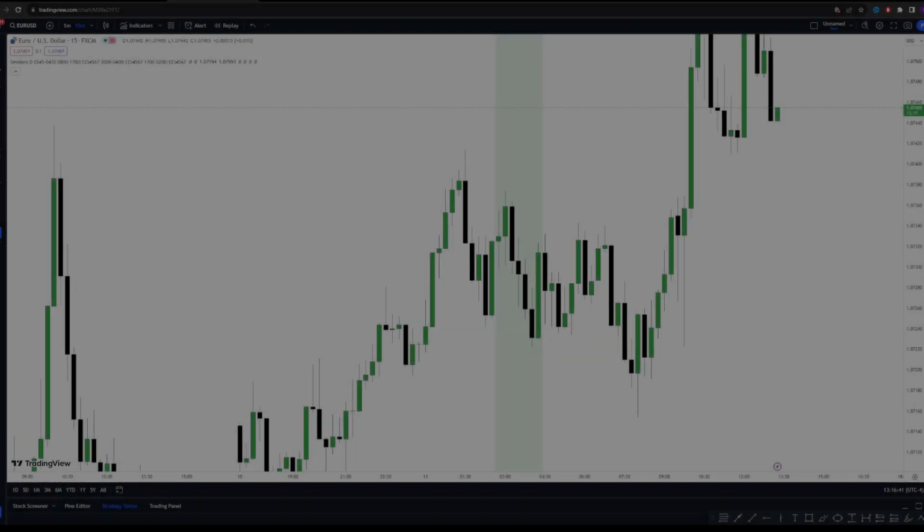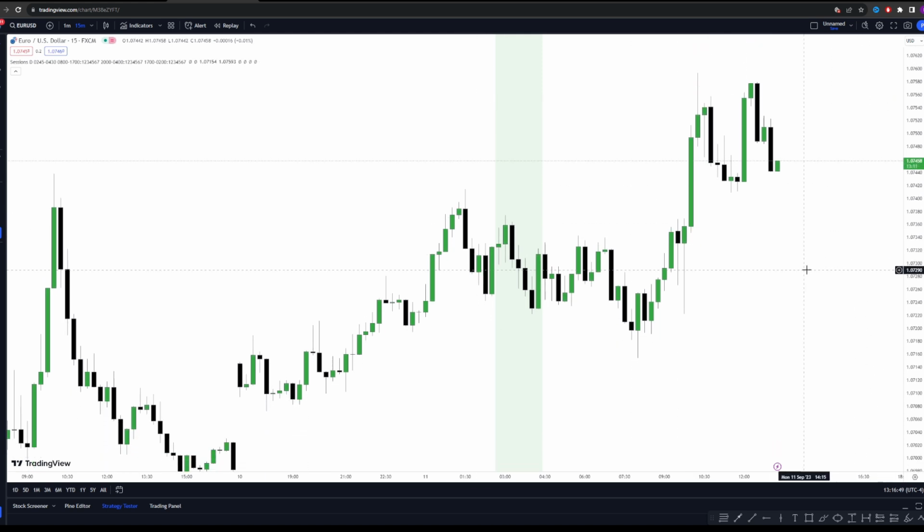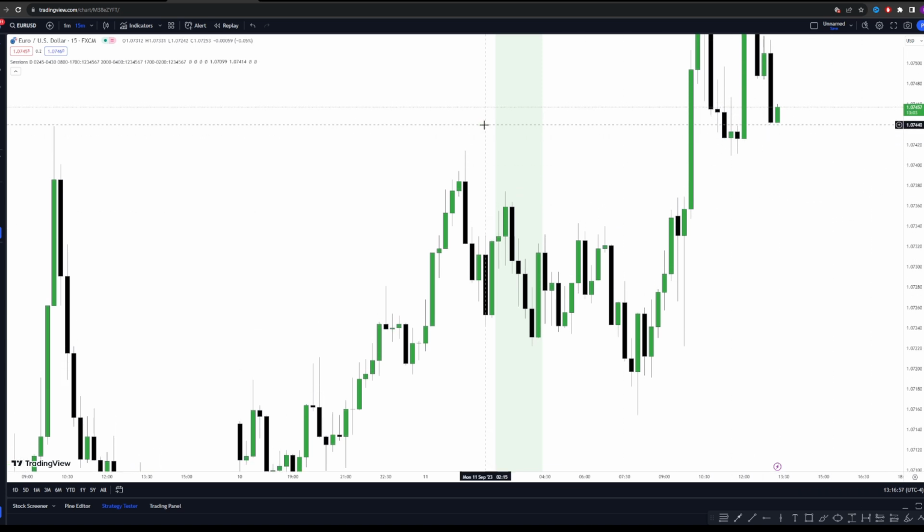We're now looking at the euro dollar on the 15-minute time frame, and just so you know, I'm not cherry picking any particular examples. This is just today's price action. You can see the live market environment here at the time of this recording. And we are going to be going through the strategy on today's price action and run it through it.